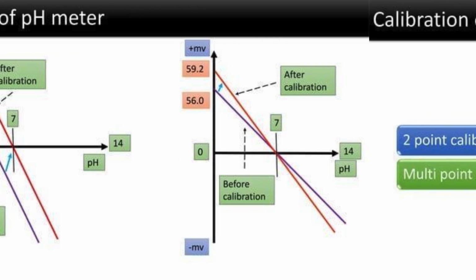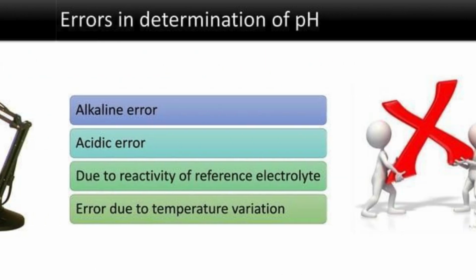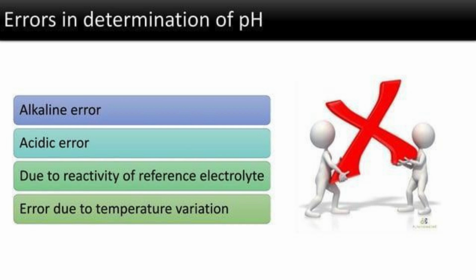We typically perform a 2-point calibration using 2 different buffer solutions, or sometimes a multi-point calibration for even higher accuracy. This process ensures the meter's internal calibration curve is perfectly aligned. Now, even with a calibrated meter, we can encounter errors. In very alkaline solutions, the glass membrane can respond to other ions, like sodium, causing an alkaline error. Similarly, in very strong acidic solutions, an acidic error can occur. Errors can also arise from the reactivity of the reference electrolyte, or very commonly from variations in temperature.